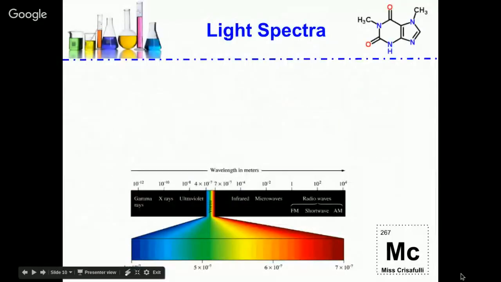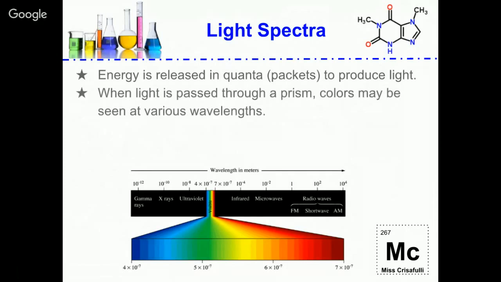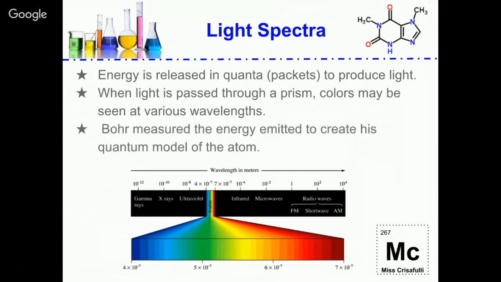So now let's talk about the light spectra. Energy is released in quanta, or packets, to produce light. When light is passed through a prism, the colors may be seen at various wavelengths. We did this when we did the bright lights lab, when we stuck all those different chemicals into the Bunsen burners, and they produced different colors because of what elements they were and how the electrons were moving. Bohr was able to measure the energy emitted to create his quantum model of the atom.